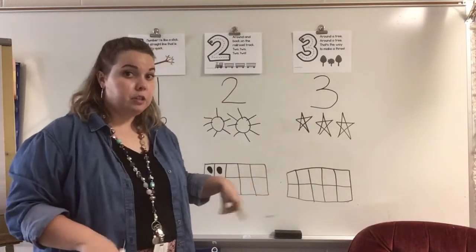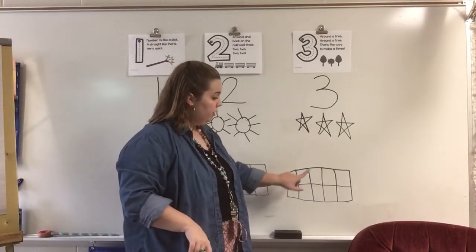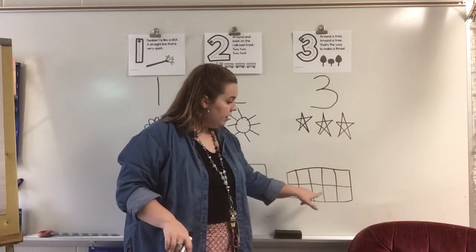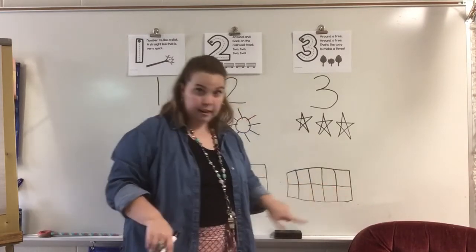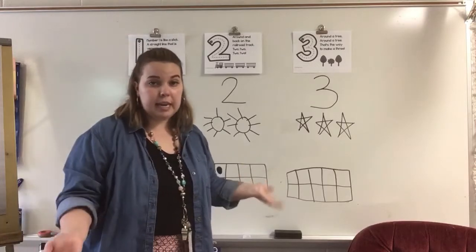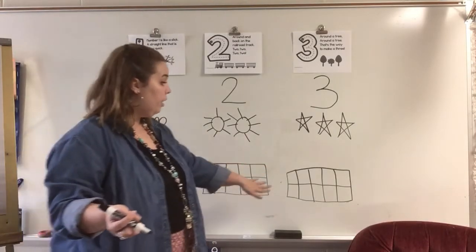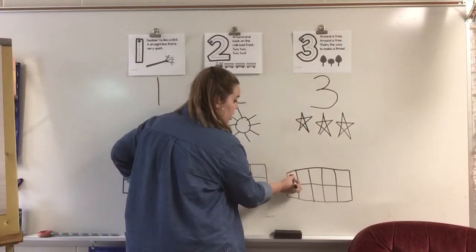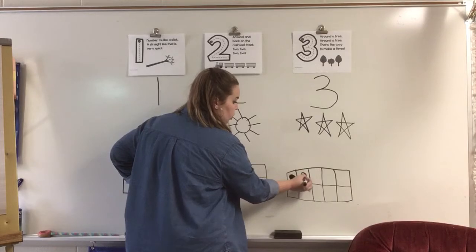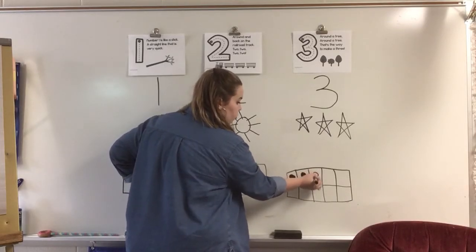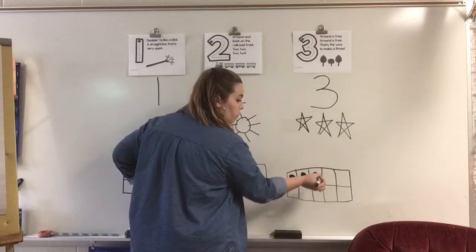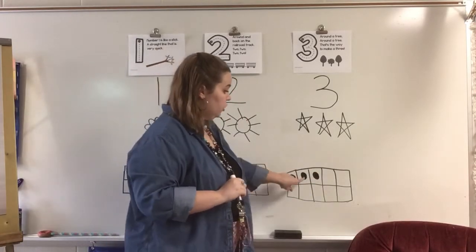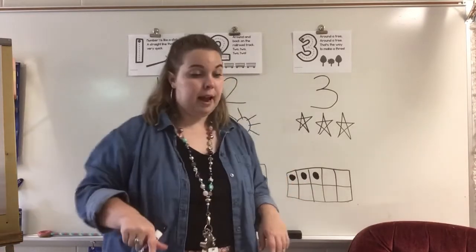Let's count to make sure this is really a 10 frame. 1, 2, 3, 4, 5, 6, 7, 8, 9, 10. A 10 frame is just a box with 10 spots. Remember, we are going to make 3 in our 10 frame. Here we go. 1, 2, 3. Do I need any more? Nope, because I'm making the number 3, so I stop there. 1, 2, 3. Awesome job, guys.